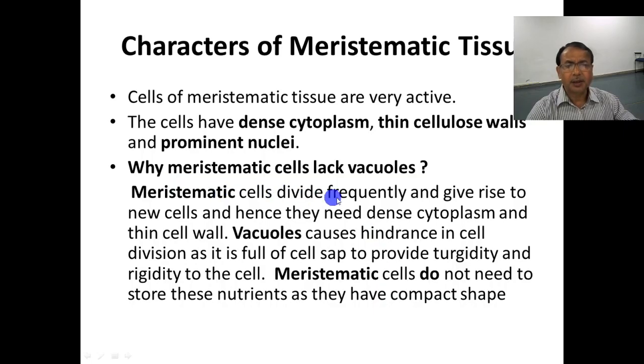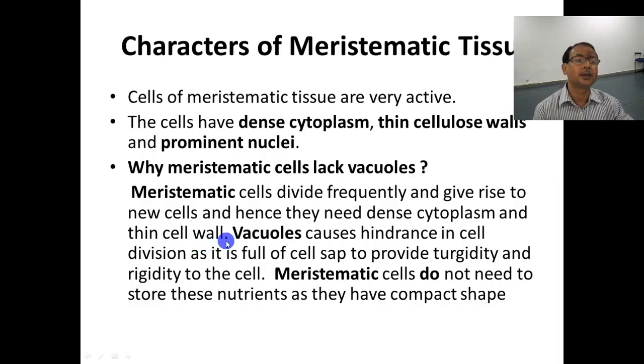Now the question is, in case of meristematic tissues, you won't find vacuoles. What is the reason behind? Let us see. Why do meristematic cells lack vacuoles? Meristematic cells divide frequently and give rise to new cells, and hence for this reason they need dense cytoplasm and thin cell wall. Their main purpose is to divide frequently. So for that reason they require a dense cytoplasm and they require a thin cell wall.